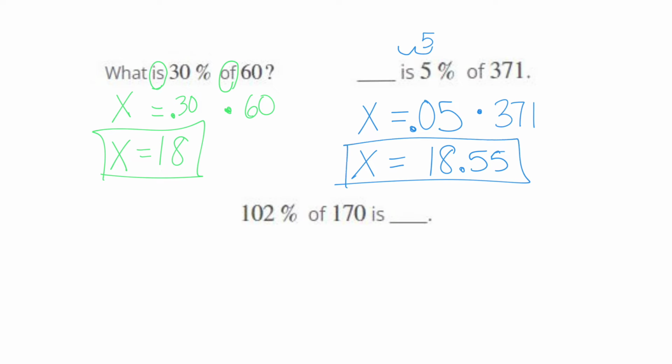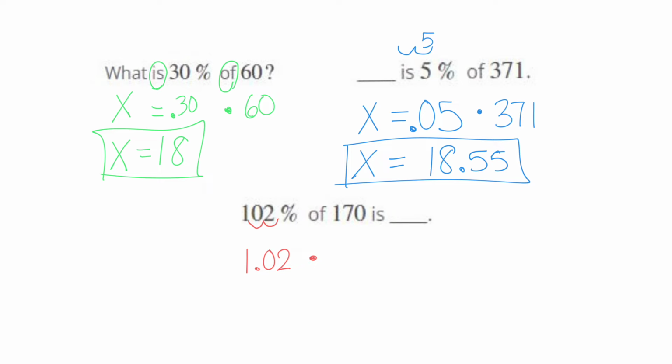All right, let's try one more. Again, it's actually the same thing, just rearranged and looks different. So here's my percent. Oh, look, it's over 100%. That's kind of the weird one because you're going to take your decimal and back it up 1, 2. And so as a decimal, that's going to look like a 1.02.